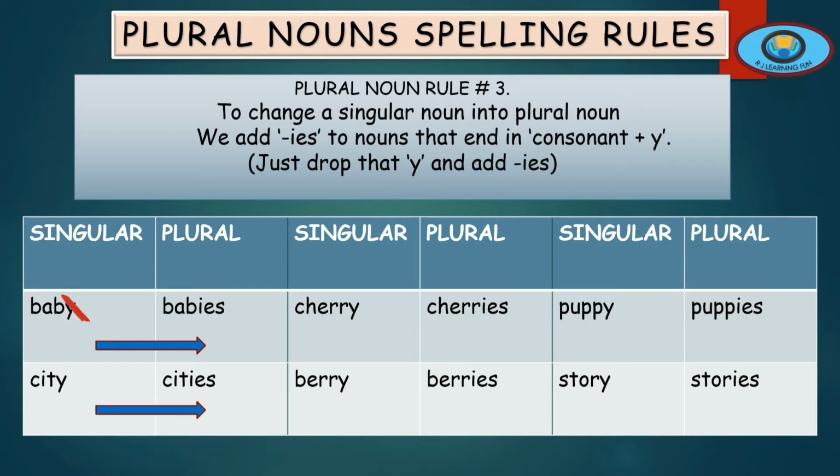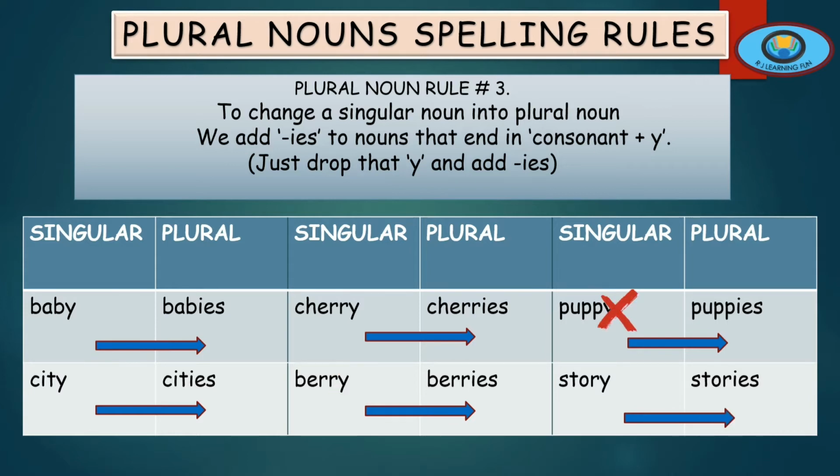City, cities. Consonant T before Y. Cherry, cherries. Consonant R before Y. Berry, berries. Consonant R before Y. Puppy, puppies. Consonant P before Y. That's why we have dropped the Y and add IES. Story, stories. S-T-O-R-I-E-S. We have dropped the Y because there is consonant R before Y. So if there is a combination of consonant plus Y at the end of a word, then drop the Y and add IES.